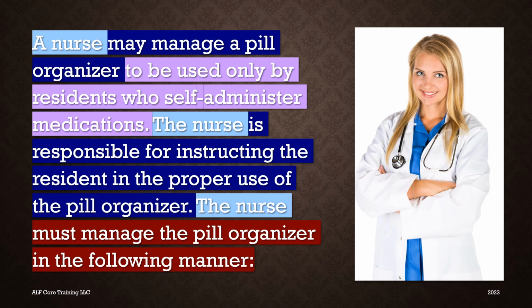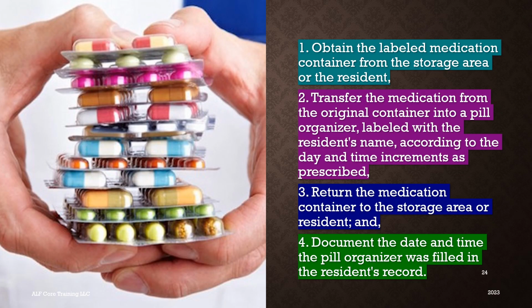The nurse must manage the pill organizer in the following manner. Obtain the labeled medication container from the storage area or the resident. Transfer the medication from the original container into a pill organizer, labeled with the resident's name according to the day and time increments as prescribed. Return the medication container to the storage area or resident and document the date and time the pill organizer was filled in the resident's record.